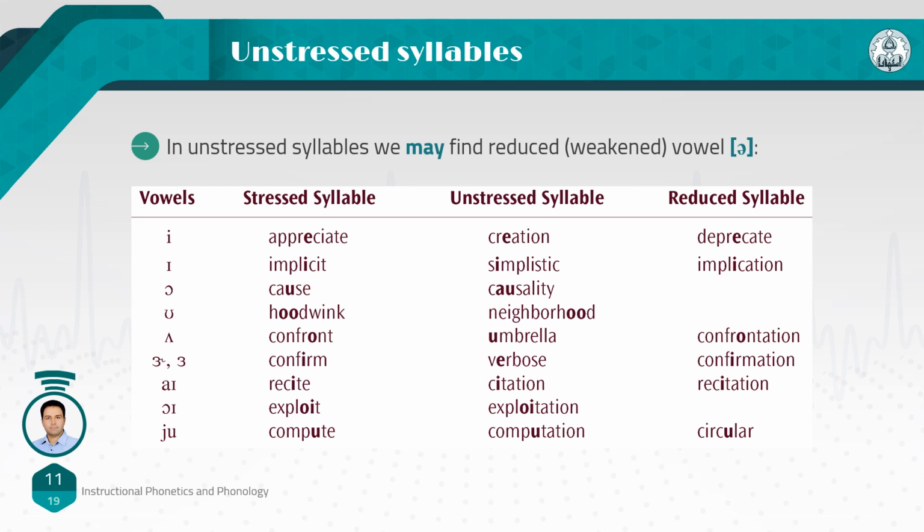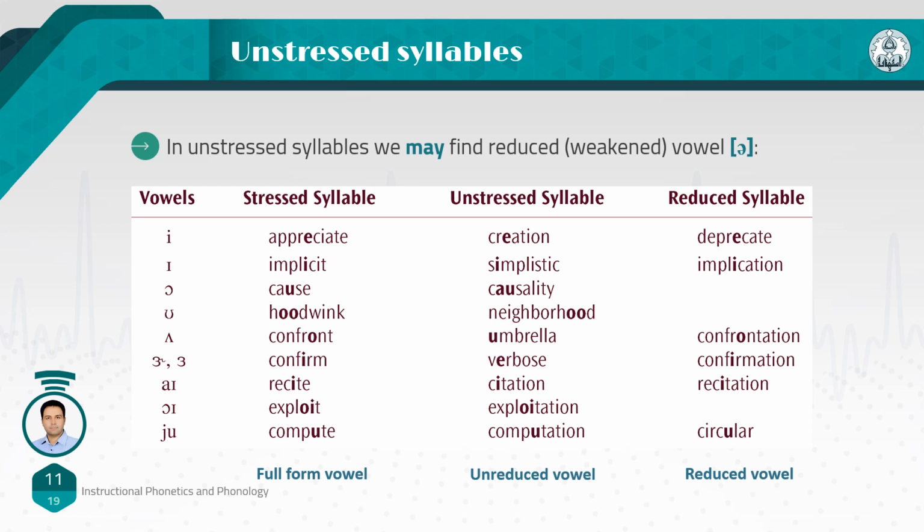As you can see in this table, we have 4 columns. In the first column, you can see the vowel to be considered, and the words in the second column illustrate the full form of the vowels. The third column gives an example of the same unreduced vowel in an unstressed syllable, and the fourth column illustrates the same underlying vowel as a reduced vowel.